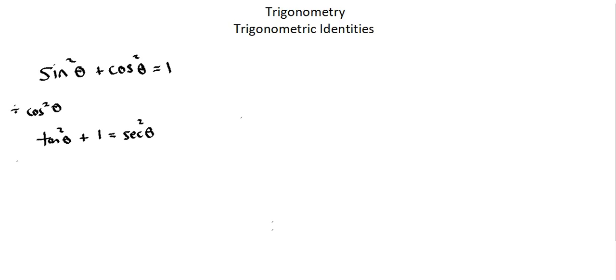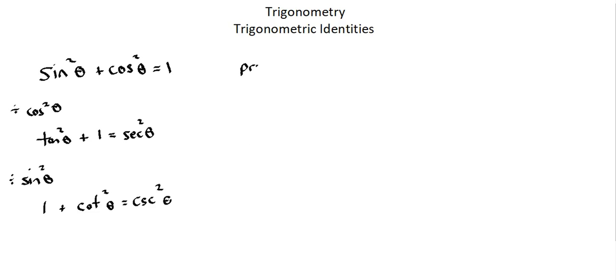And if we were to take the original equation and divide by sine of angle squared, we calculate to 1 plus cotangent of angle squared equals cosecant of angle squared. These are all forms of the Pythagorean identity. We can use these and other trigonometric identities for proving trigonometric identities and for solving trigonometric equations. So let's look at some examples.